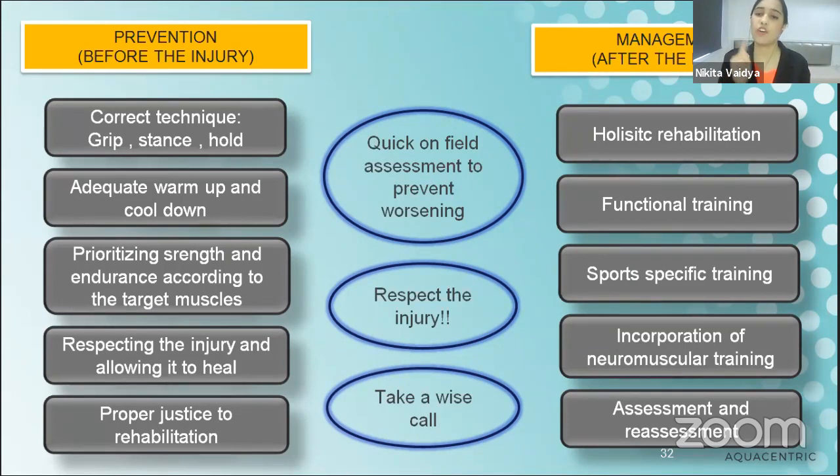Then comes incorporation of neuromuscular training, as I said previously. Assessment and reassessment, please do. When I talk about assessment and reassessment, I also need to tell you that on field, please do a prompt assessment once. If you see that the shoulder is coming out of socket, or that the ankle is highly unstable, don't keep on doing that. That's going to hamper the mechanism even more. Hence, your wise call at that time is important. Coming back to management, about assessment and reassessment.